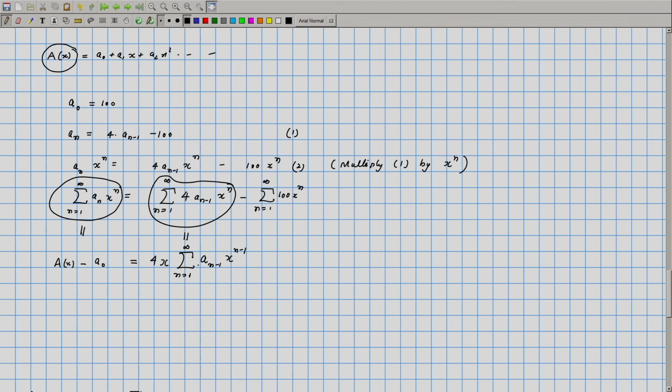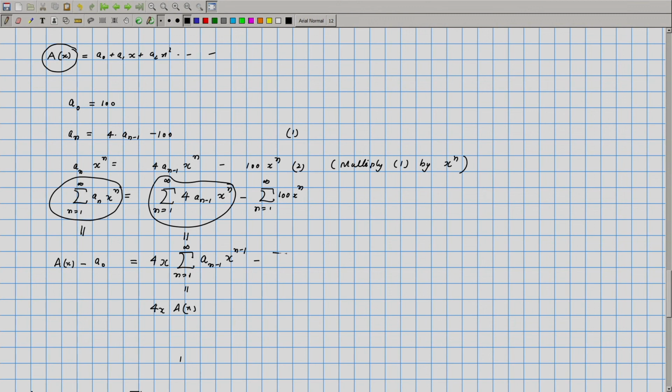Now, since n is starting from 1, the first term of the summation is a 0 x raised to 0, the next term is a 1 x raised to n, and so on, and so this will basically be equal to 4 x a x. Okay.